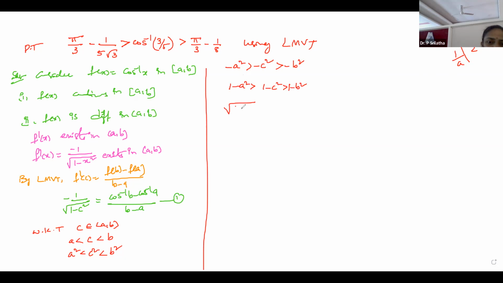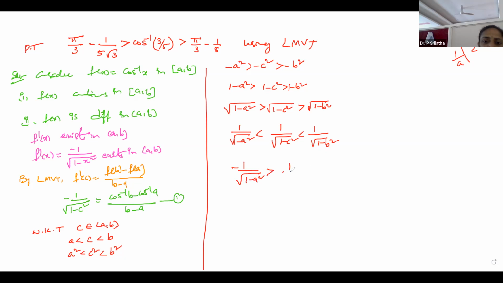Then add 1 and take root on both sides, and take reciprocal on both sides. Next, take the negative symbol on both sides. That is 1 by under root of 1 minus a square is greater than 1 by under root of 1 minus c square is greater than 1 by under root of 1 minus b square.